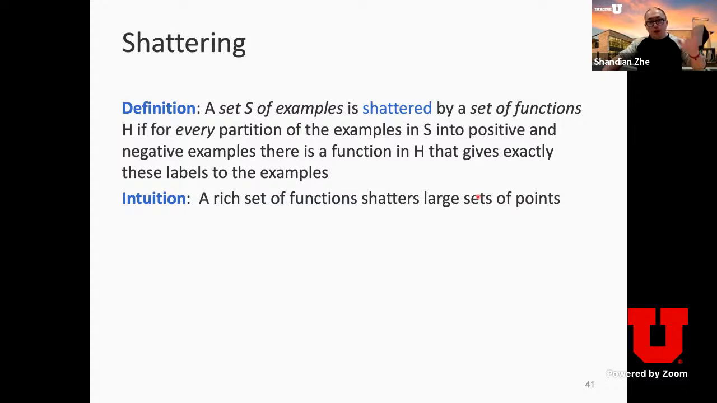Now let us talk about the formal definition of shattering. So what is shattering? We say a set S of examples is shattered by a set of functions H. A set of functions H is usually referred to as the hypothesis space. This holds if for every partition of the examples in S into positive and negative examples, we can always find a function in H that gives exactly these labels to the examples.